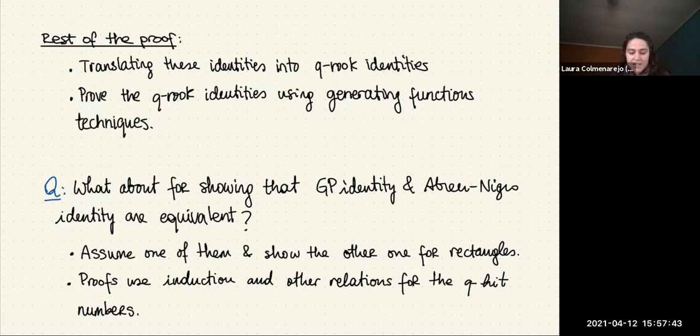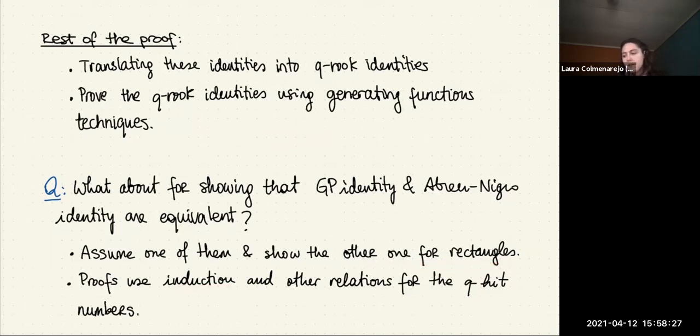You had enough with the other ones. And then prove these Q-rook identities using generating function techniques. So this was very tedious, in the sense that they were not as combinatorial as we would have liked. And then we were wondering about the other question, if these two identities, the White-Packet and Abreu-Nigro, were equivalent, and we were able to solve that using the same techniques. The idea was assume one of them. Then we prove the other one for rectangles. And once you have it for rectangles, it follows for any other shape. And to solve the ones for rectangles, we were using induction and relations of Q-hit numbers.